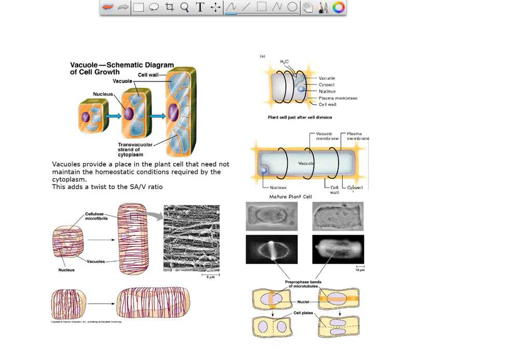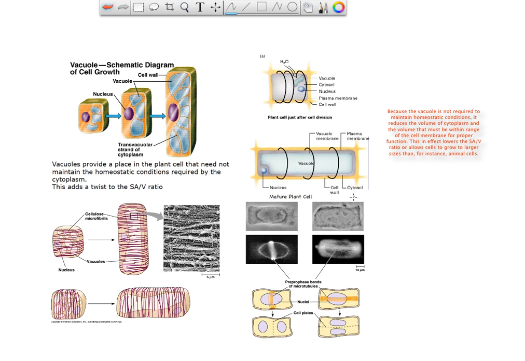So the vacuole is a space within the cytoplasm that is not the cytoplasm. It's a space whose contents do not have to be maintained with normal homeostatic conditions. The enzymes that are functioning in the cytoplasm don't have to function in the vacuolar space. That provides this huge volume within the cell that does not have to be maintained under comfortable conditions.